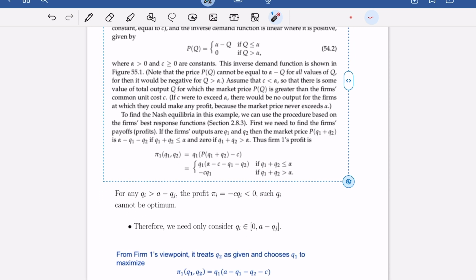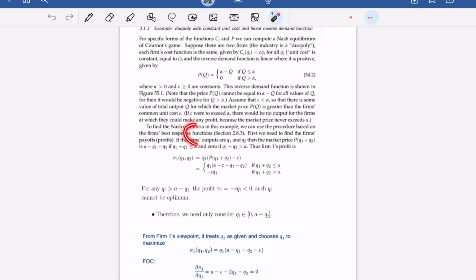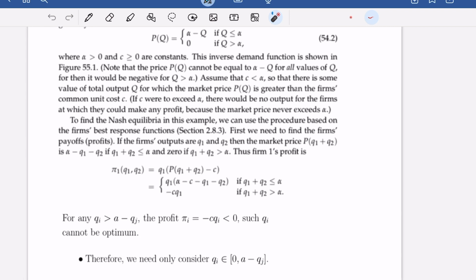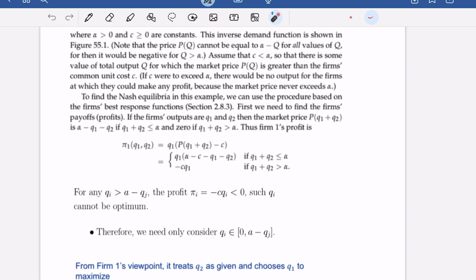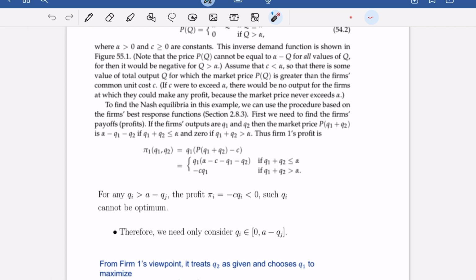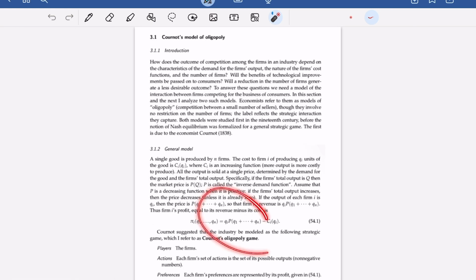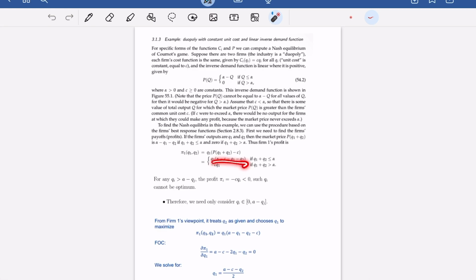Now we want to find the Nash equilibrium for this example, and so we need to find the firm's best response function. Firstly, we consider the following case. If the firms' outputs are Q1 and Q2, then the market price is this. Then the firm's profit, using this function over here, will be the following.